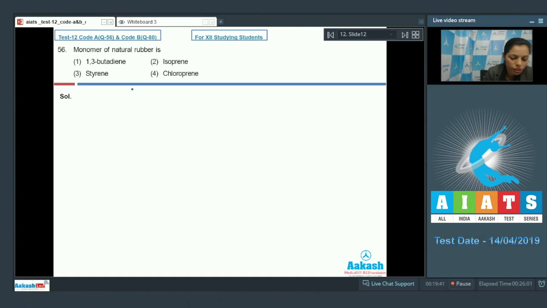Question number 56. Monomer of natural rubber is, I'm just going to draw the structure for this. This is isoprene. And this is the monomer of natural rubber. That's why I'll choose isoprene, that's given in option 2, as my correct answer.